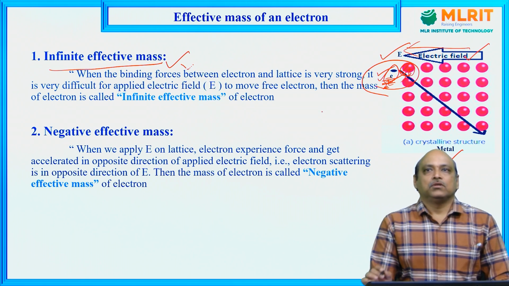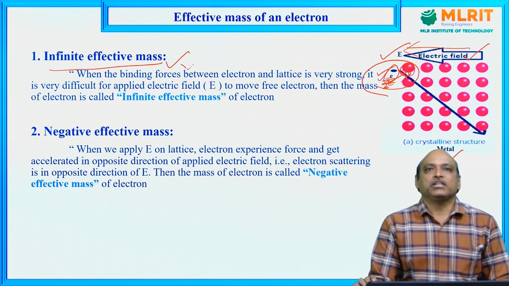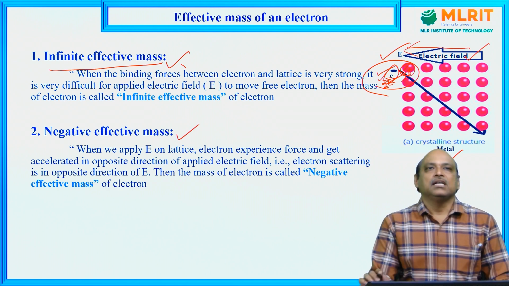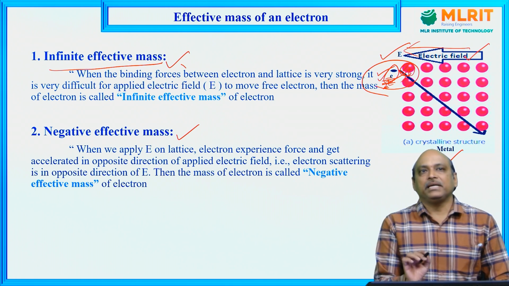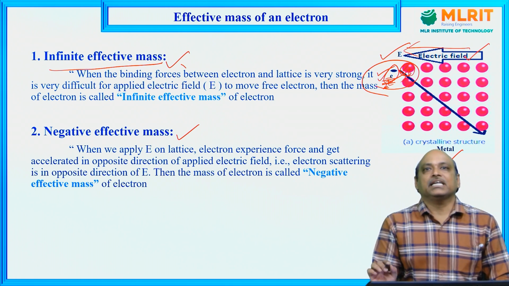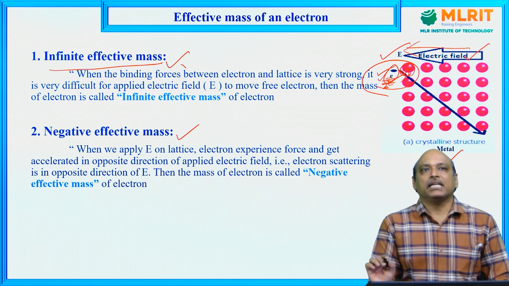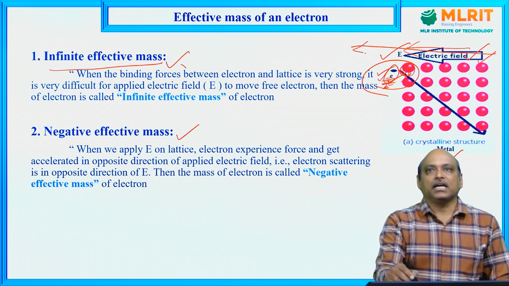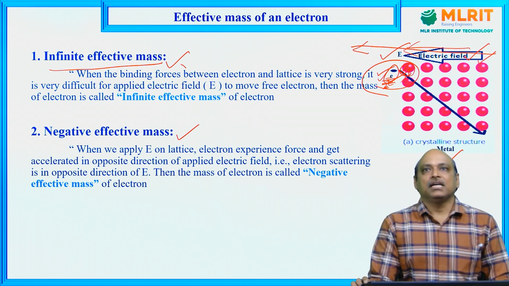Okay, the infinite effective mass of electron is over. The next type is negative effective mass of electron. What is negative? What is the meaning of negative here? It is direction, the momentum direction of the electron. In which direction is the electron moving when you apply the electric field? We are applying the electric field in this direction.